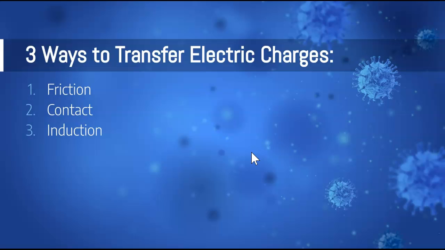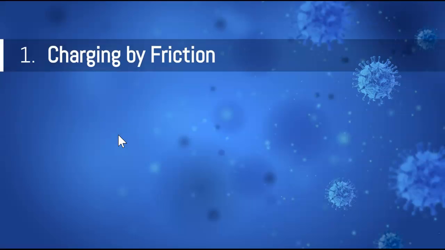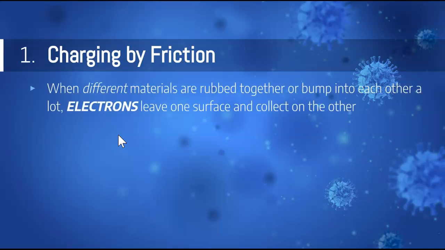So we have 3 new ways to actually transfer electric charges: charging by friction, charging by contact, charging by induction. All right, so let's talk about the first one, charging by friction. This is the one that you are actually probably pretty familiar with already. So when different materials are rubbed together or bump into each other a lot, electrons tend to leave one surface and collect on the other.